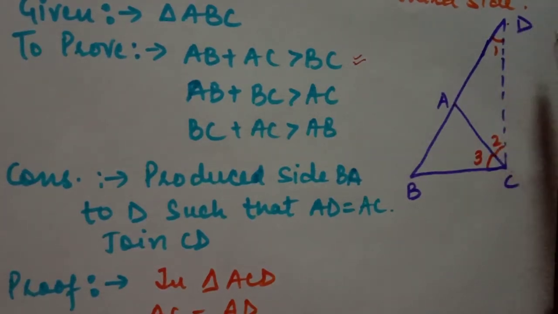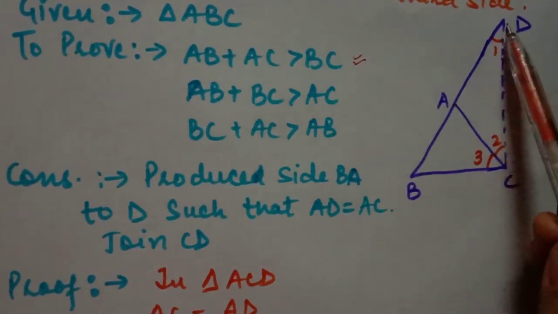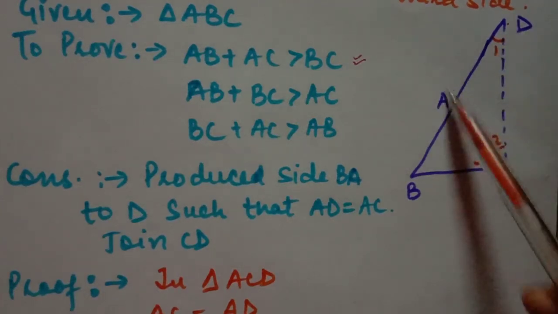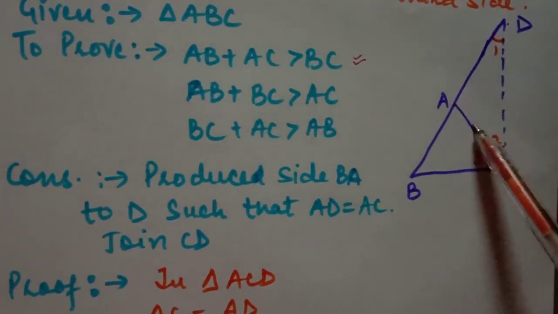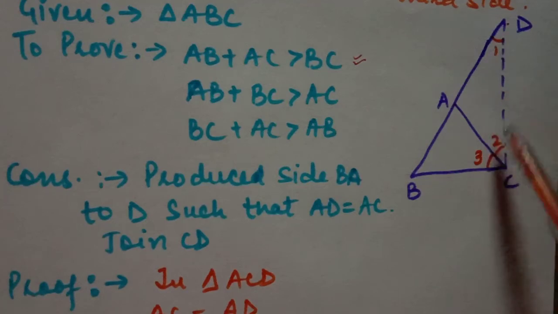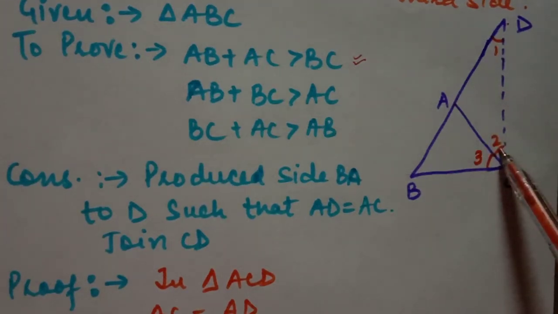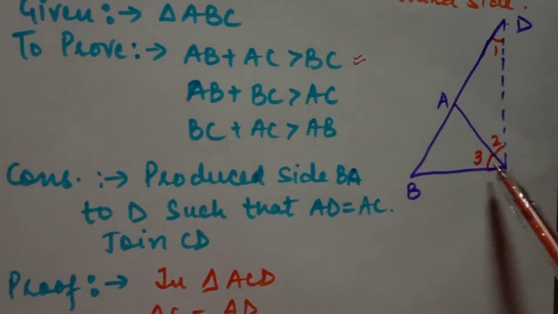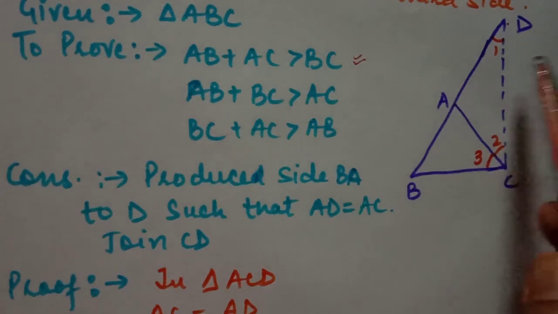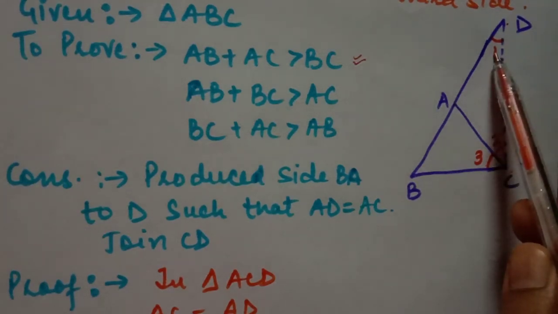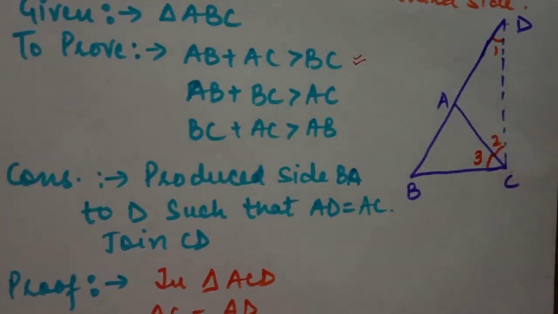So students, now we will start our proof. In this triangle ACD, if these two sides are equal, then their base angles are also equal to each other. Definitely they are equal to each other. If we add angle 3 to angle 2, not to angle 1, if we add one thing to two equal things on one side only, then definitely that side is greater than the other side.